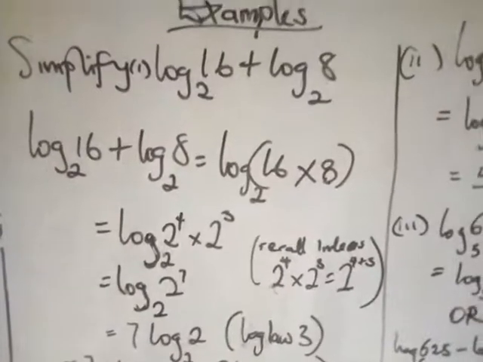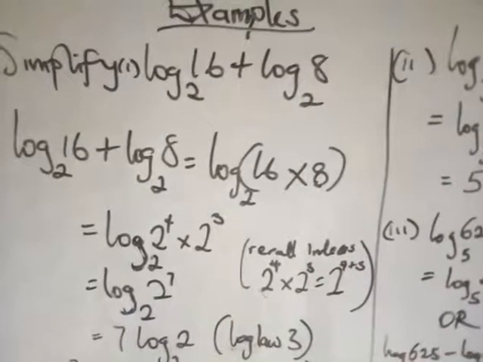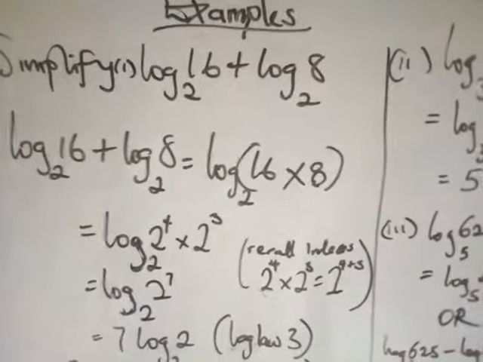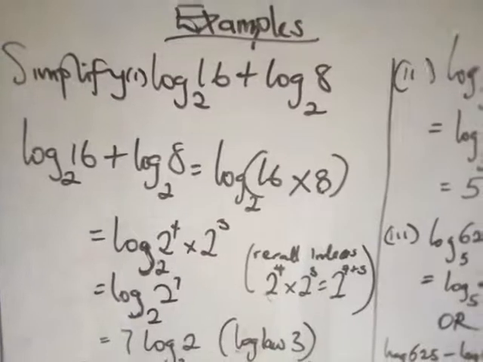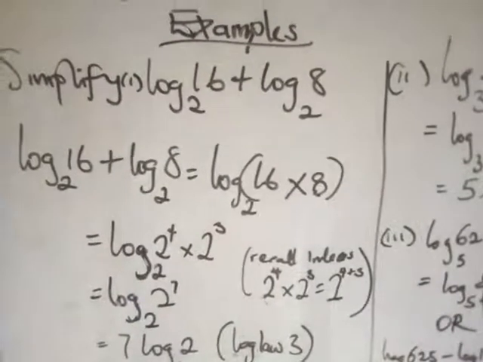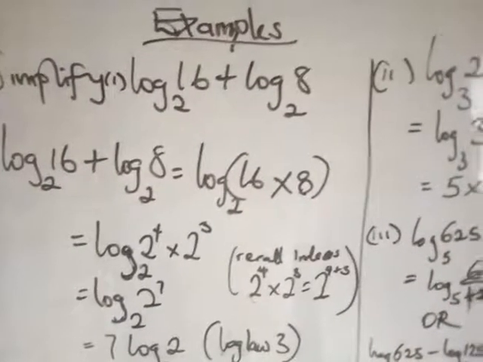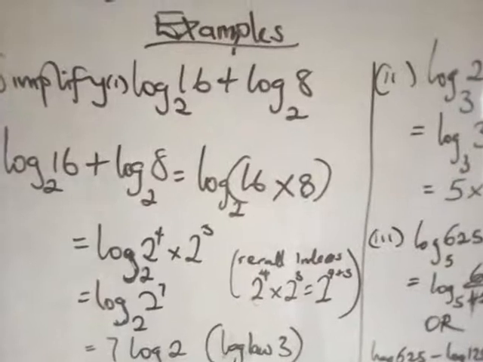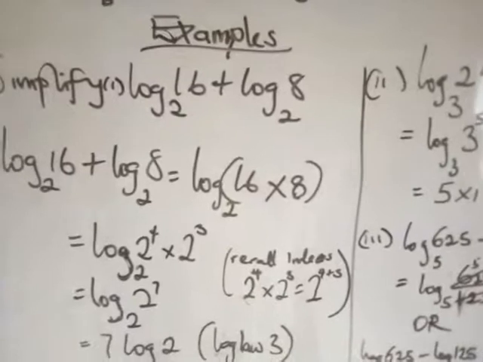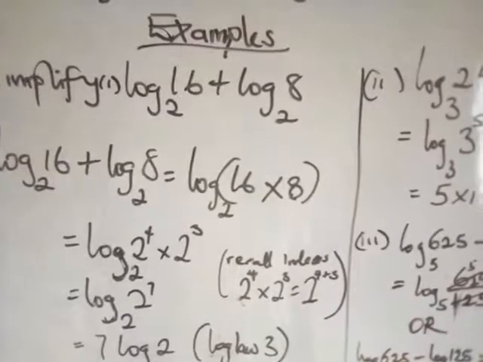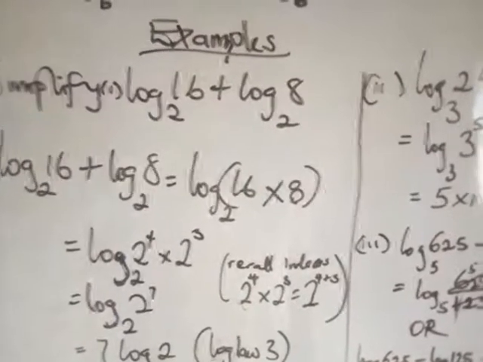Then you break it down further again. What is the similarity between 16 and 8? What is common to 16 and 8? What is common to 16 and 8 is 2. Do you get it now? You see 16, if you have 2 four times it gives us 16, that is 2 times 2 is 4, times 2 is 8, times 2 is 16.